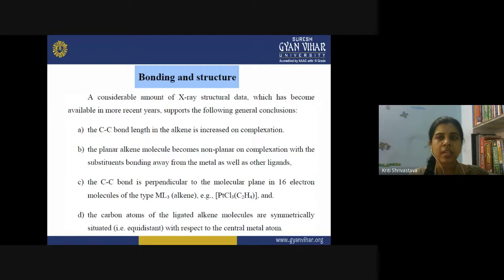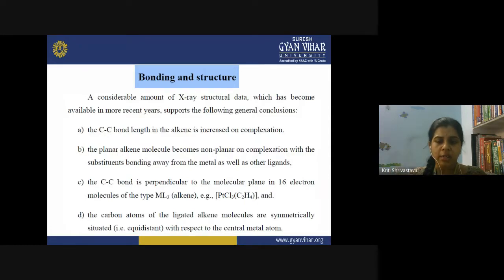We have seen this point when we were discussing the IR spectroscopic data of the metal alkene complexes. When the IR frequency of the C double bond C was observed, a bathochromic shift was seen, and that bathochromic shift was due to the increase in the carbon-carbon bond length. That is also confirmed by X-ray crystallography. When the alkene enters the coordination sphere and forms a bond with the metal atom, the pi electron density is less available with the carbon atom.